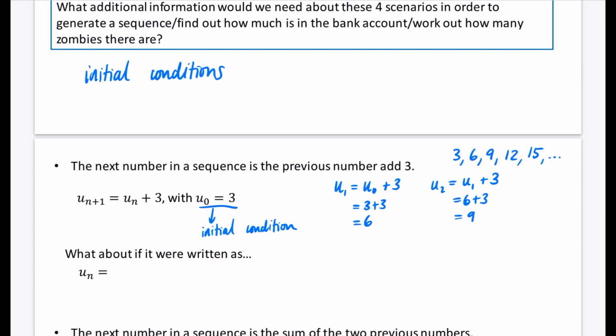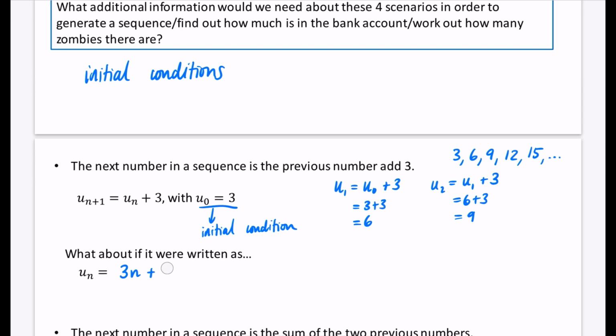But what about if it were written as un? Well, that's just saying what is the nth term of this particular sequence? Well, it looks like it's just the position number multiplied by 3. So the nth term of it is 3n. But actually, anything that's going up in 3s would also work. So it could be un equals 3n plus k. That would allow us to generate all different kinds of sequences.